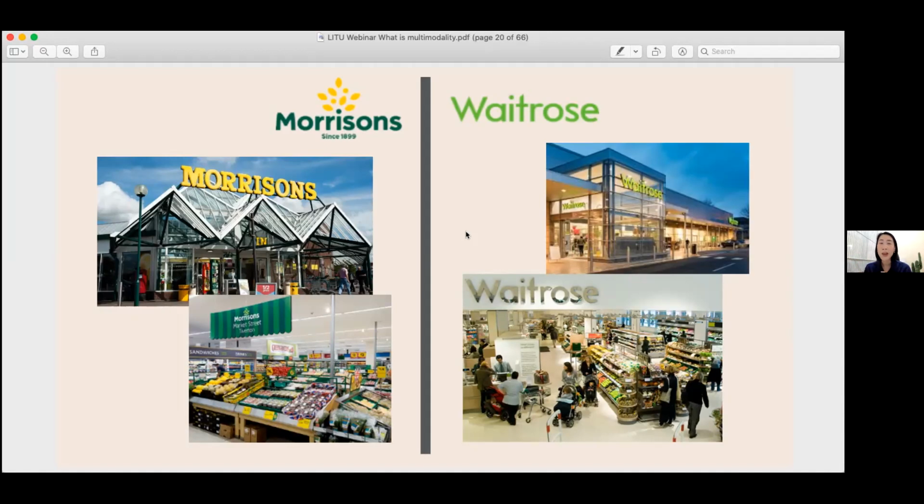For those of you who have experience living or studying, or if you are actually living in the UK, let me know. Okay, I got a response saying, I think Morrison is between Big C and Tops. Okay, I've got it. So between Big C and Tops. What about Waitrose? How can you compare it in terms of Thai culture? I would say it's like Gourmet Market. For Waitrose, like Villa Market, something like that.